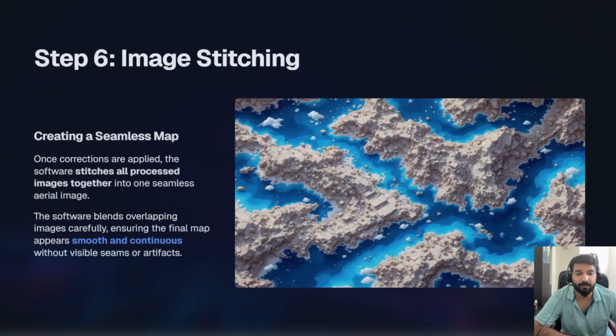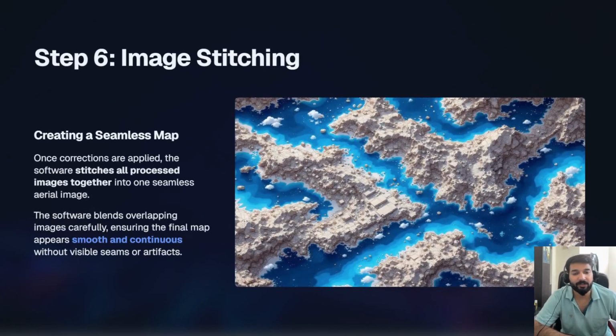Step 6. Image stitching. Once the corrections are applied, the software stitches all the processed images together into one seamless aerial image. The software blends overlapping images carefully so that the final map appears smooth and continuous without visible seams.